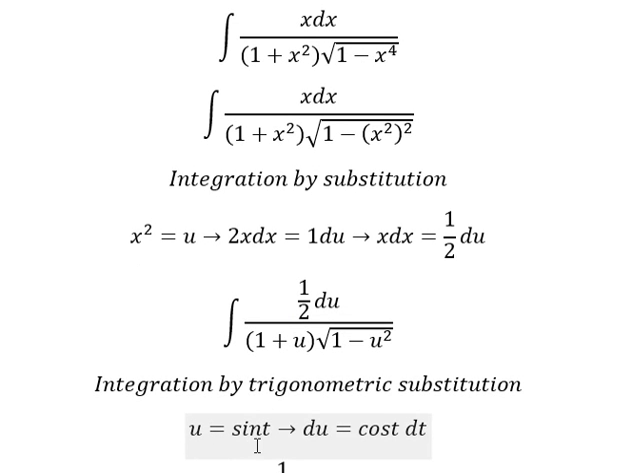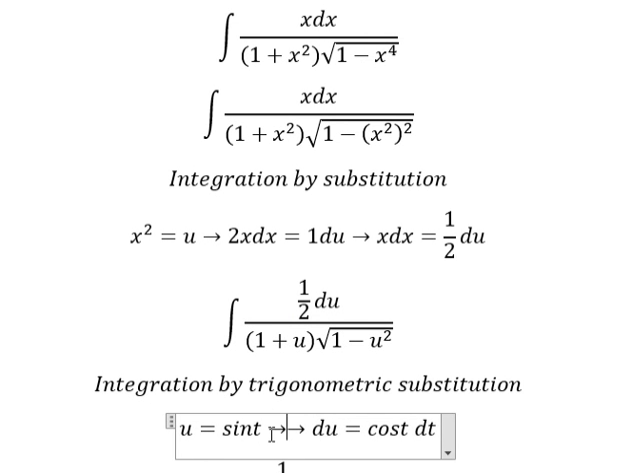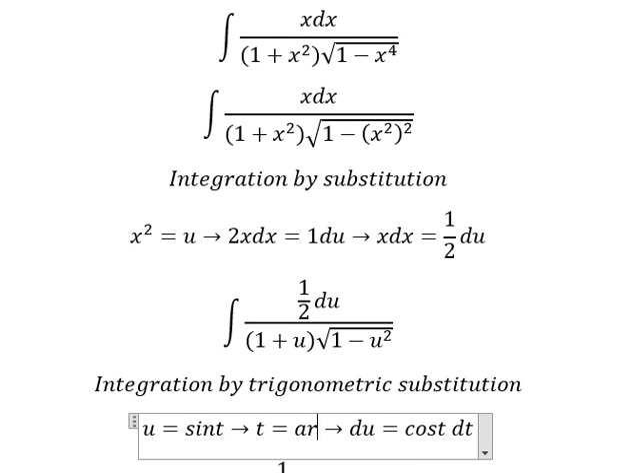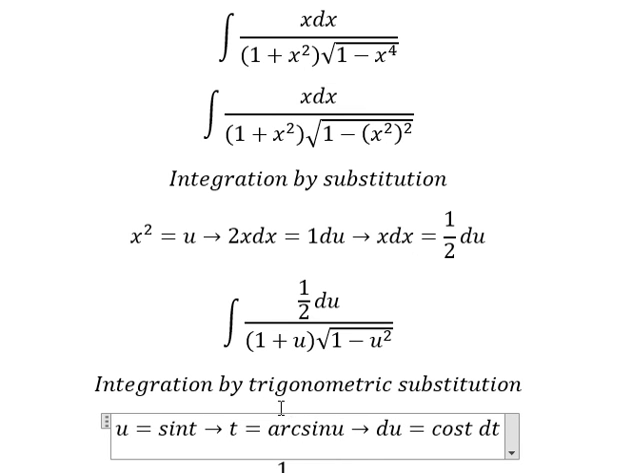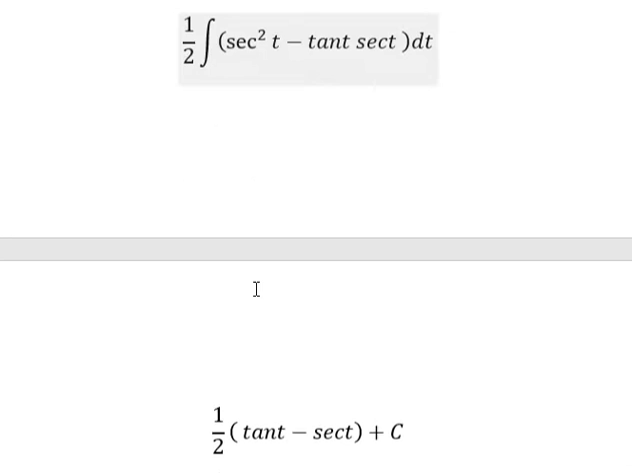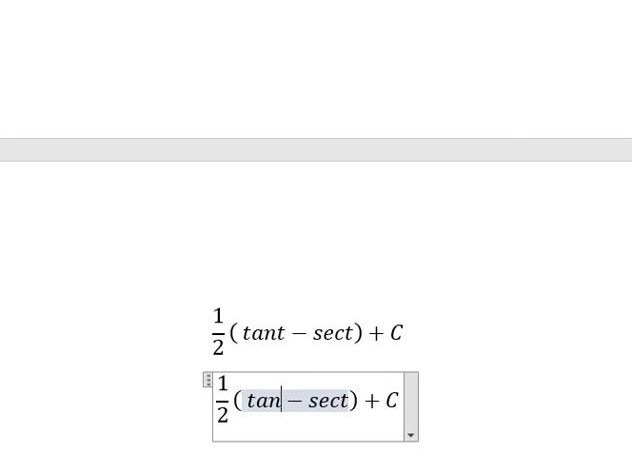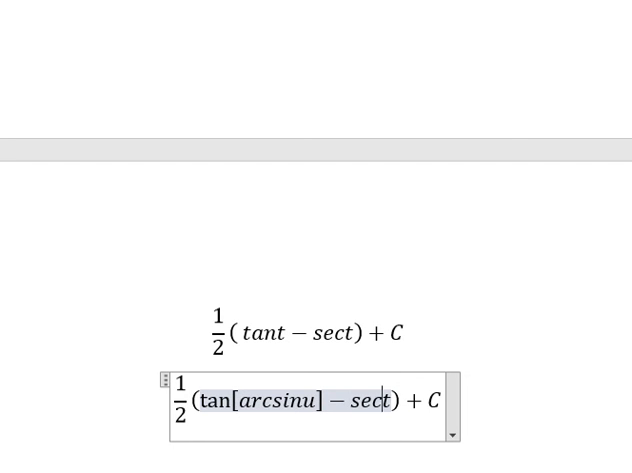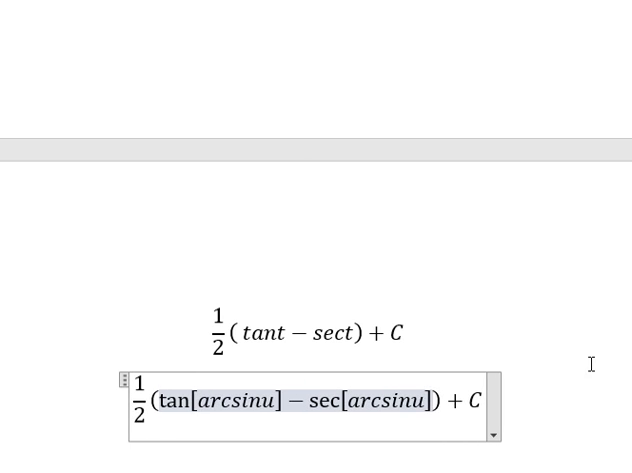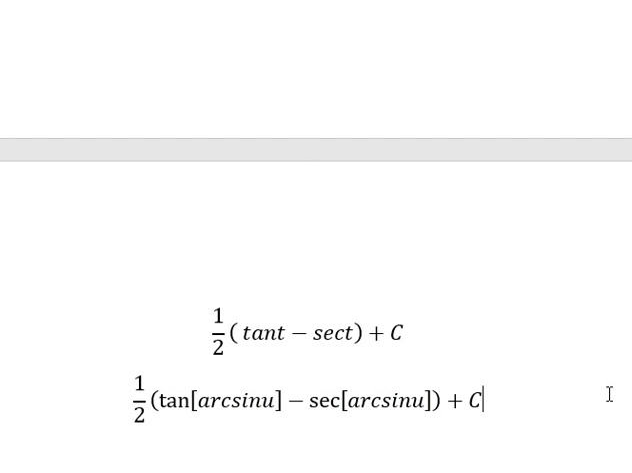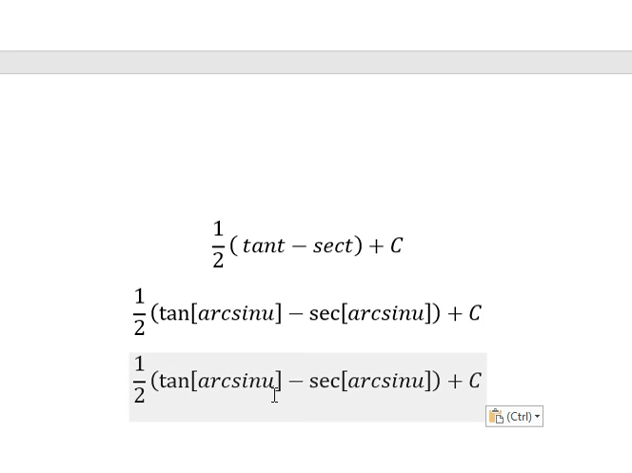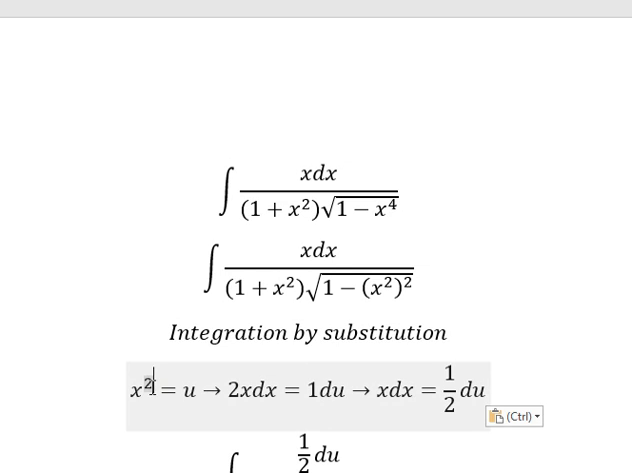So about this one we have t equal to arc sine of u. So I will put this one to change for t. About u, that is about s squared.